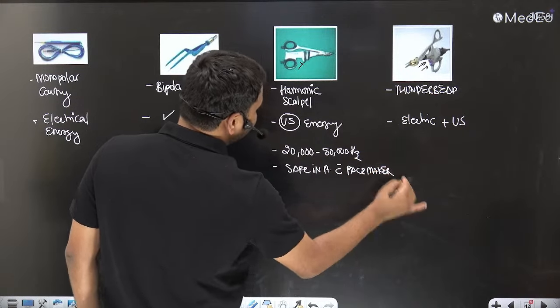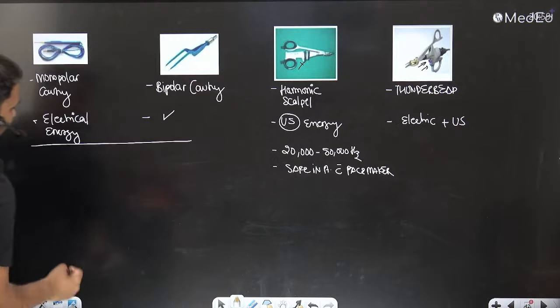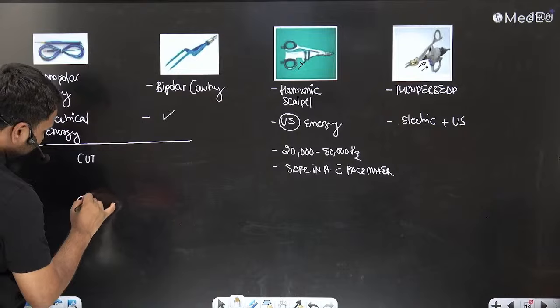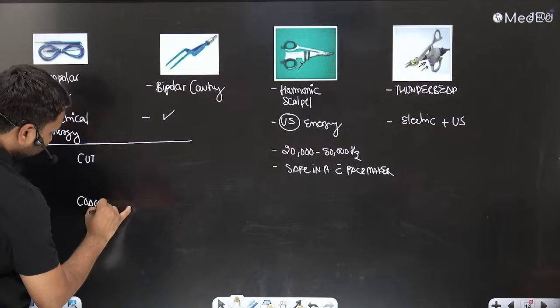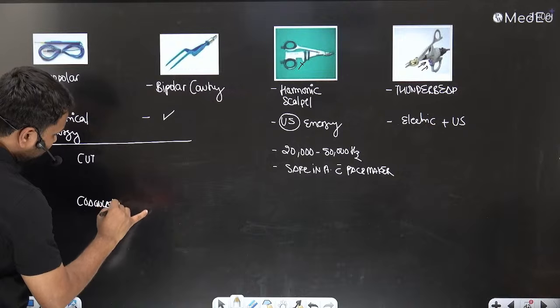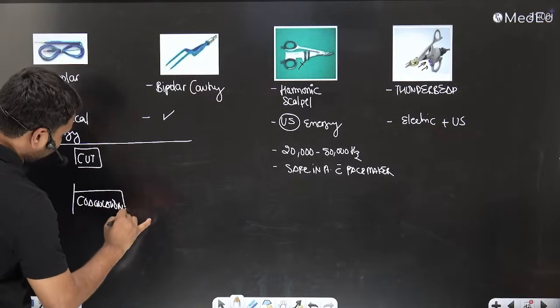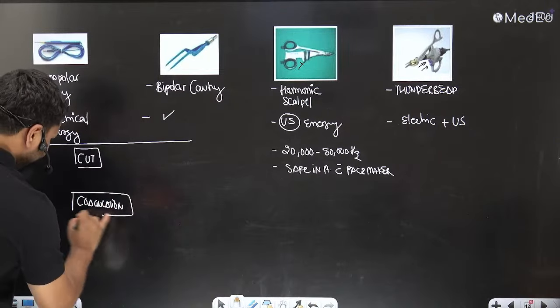It is safe in patients with pacemaker. Now, whenever we talk about the energy sources, there are two currents that you need to know. One is your cut current, another one is your coagulation current, right? One is going to be cut, another one is going to be coagulation.